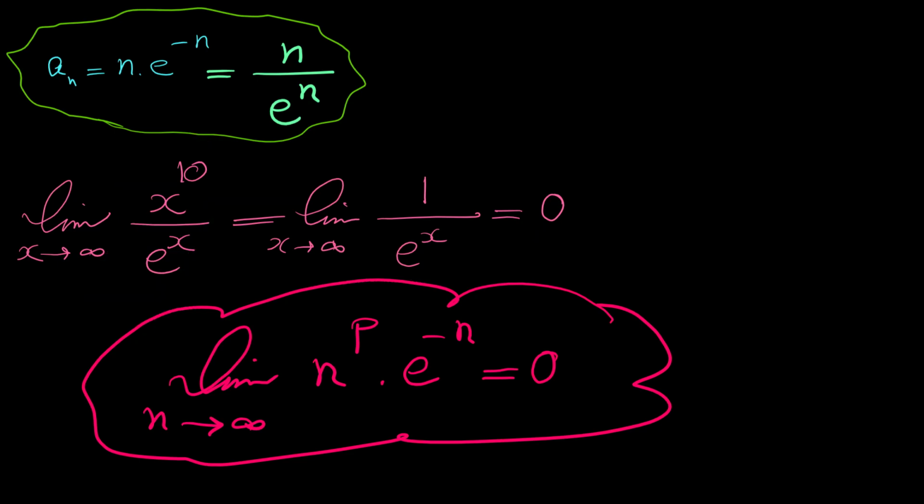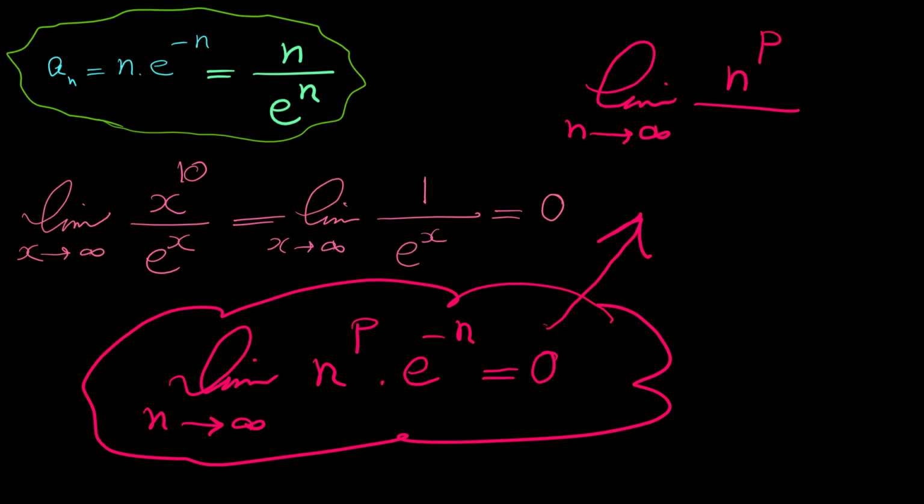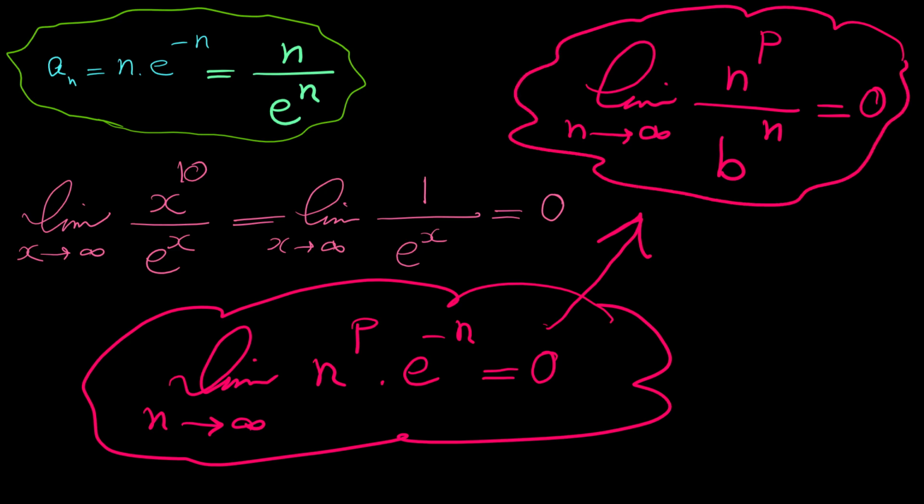Let me generalize this fact to this form. The limit as n approaches infinity of n to the p over, because you know that we can move this down to the denominator, not only e to the n, but b to the power of n, where b can be any number greater than 1, is 0. This is more general than this rule. Again, I should not forget to tell you that b should be greater than 1.